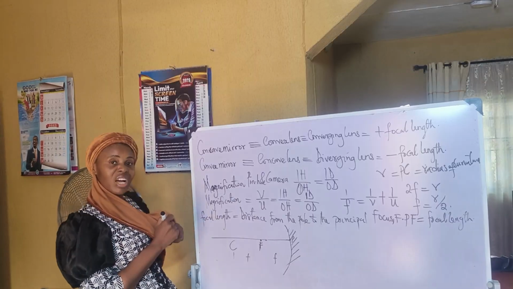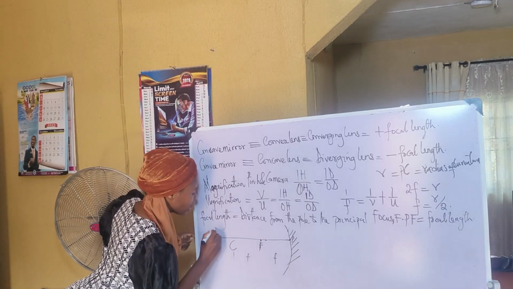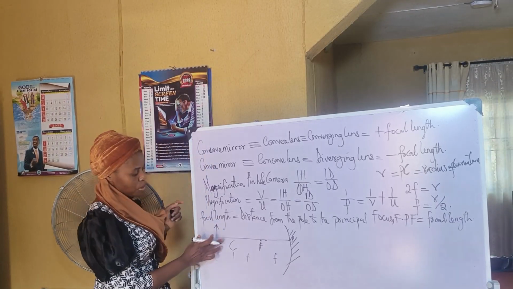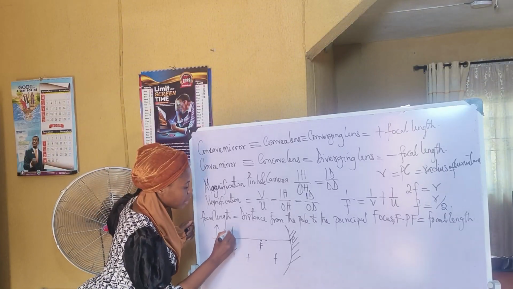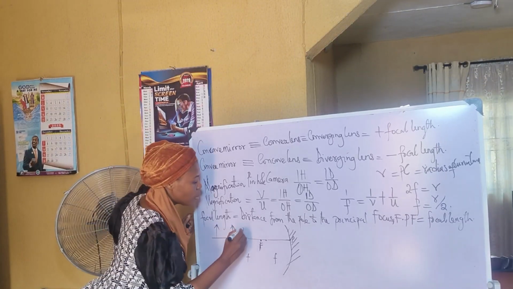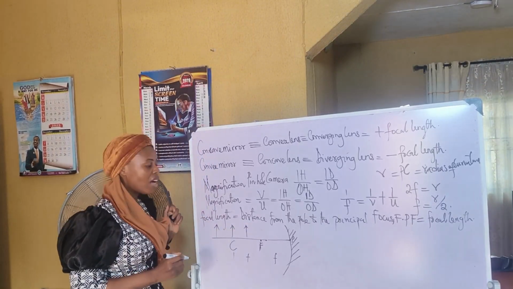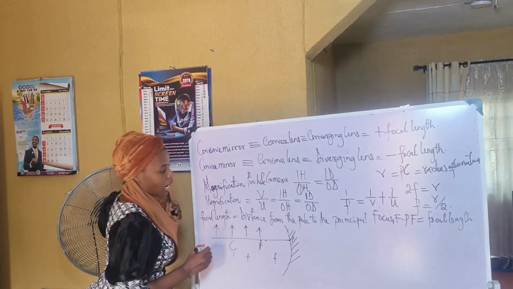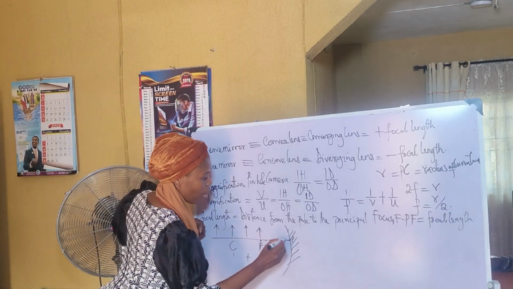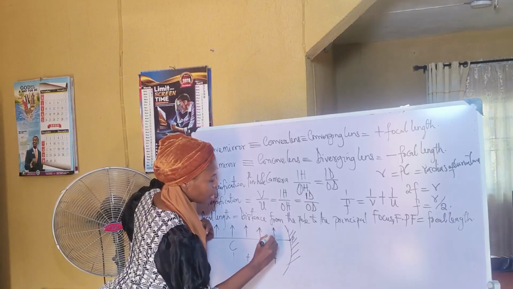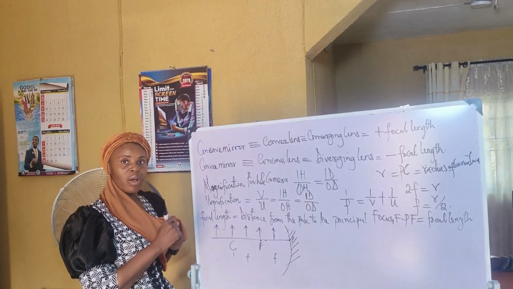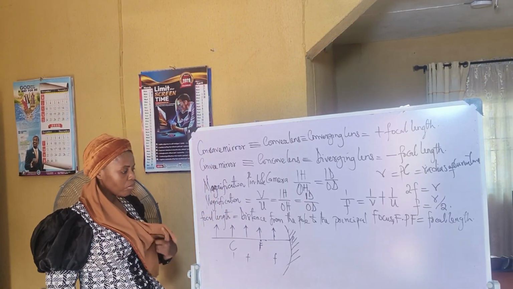Then I said that we have 5 possible positions of my object. I have objects beyond C. I have objects at C. I have objects between C and F. I have objects at F. I also have objects between F and P. So these are the 5 possible positions where my object can be placed.